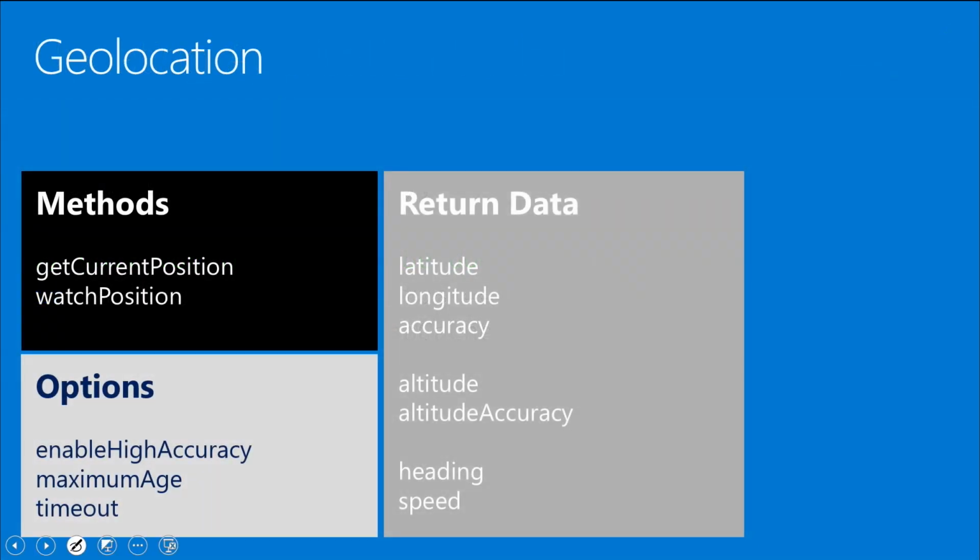HTML5 also gives us a geolocation object, and we could use this to go in and get a user's current position or keep an eye on where they are. And what you'll notice is that we can then get back their location, latitude and longitude, as well as how accurate the device thinks that that is. We could also potentially find out their altitude. And if we are looking for that watch position, we can also figure out their heading and their speed.